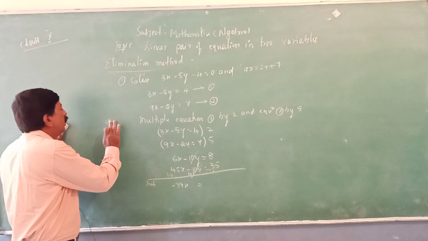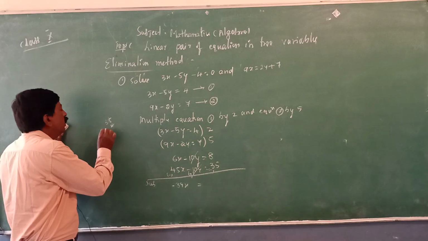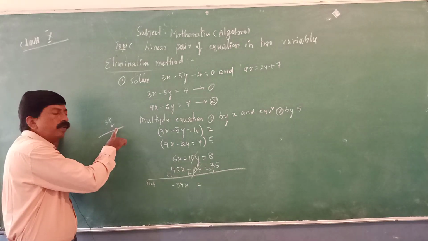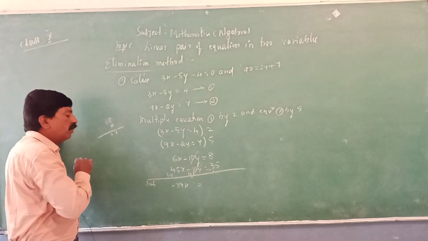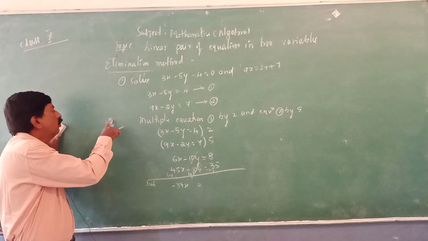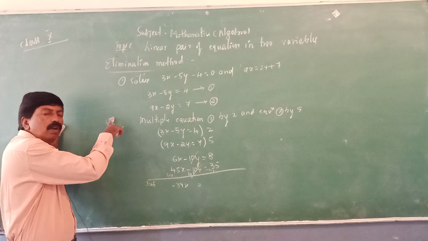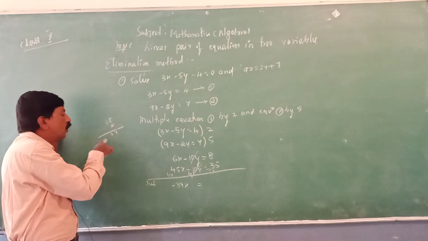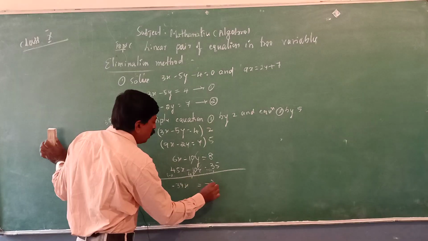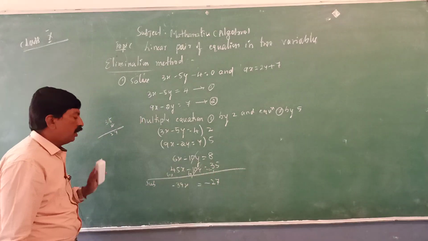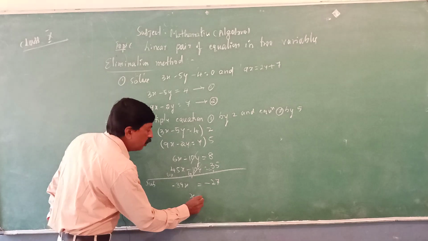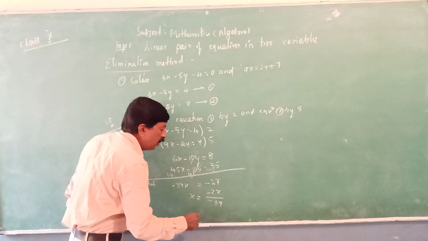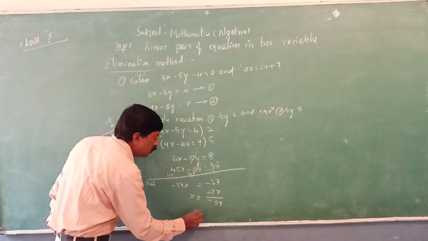Subtract 35 with 8. How much is it? 5 minus 8 is not possible, so take borrow, 15. 15 minus 8 is 7, and the remaining 2, so 27. So it is minus 27. Now find the x value. Minus 27 by minus 39. Minus divided by minus is plus.